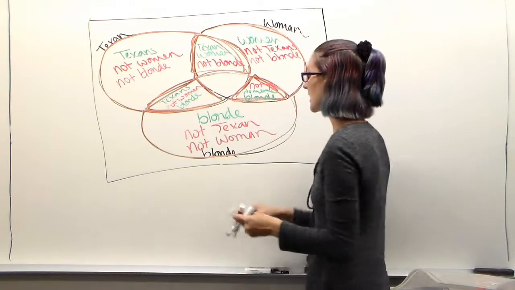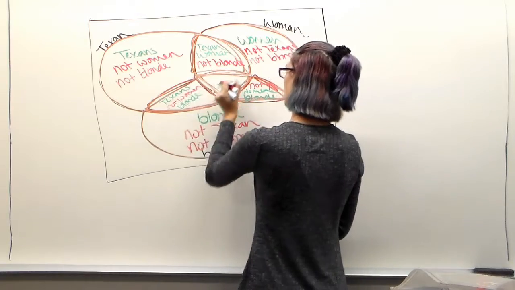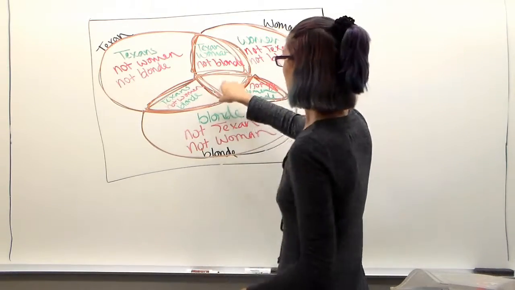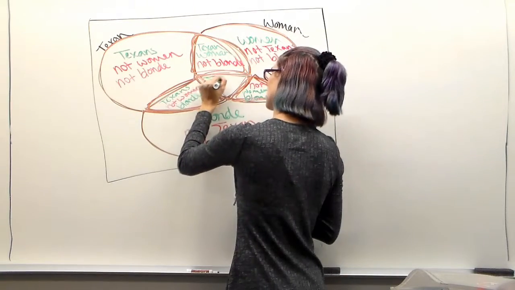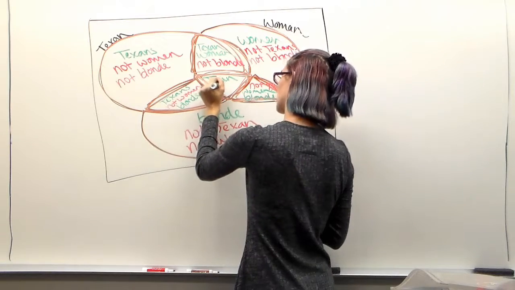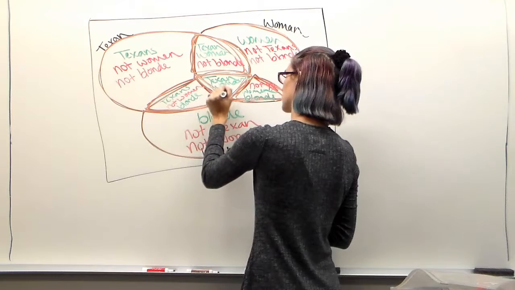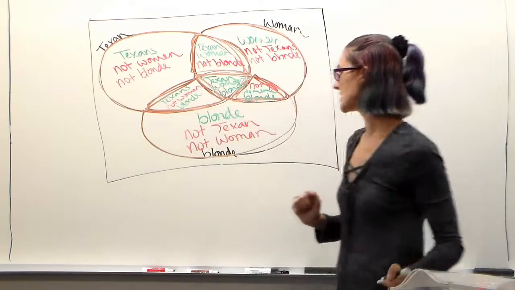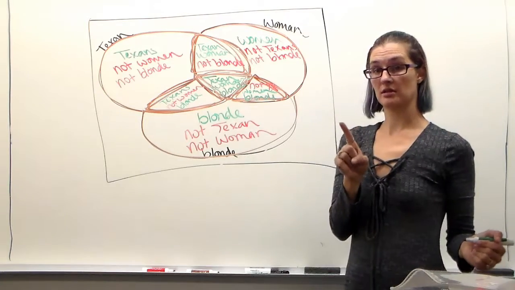Okay. And the last area, actually not the last area, the second to last area, is in the very, very center. The very center, they are Texans. They are women. And they are blonde. It's a blonde Texas woman. Okay? So we have one more section.